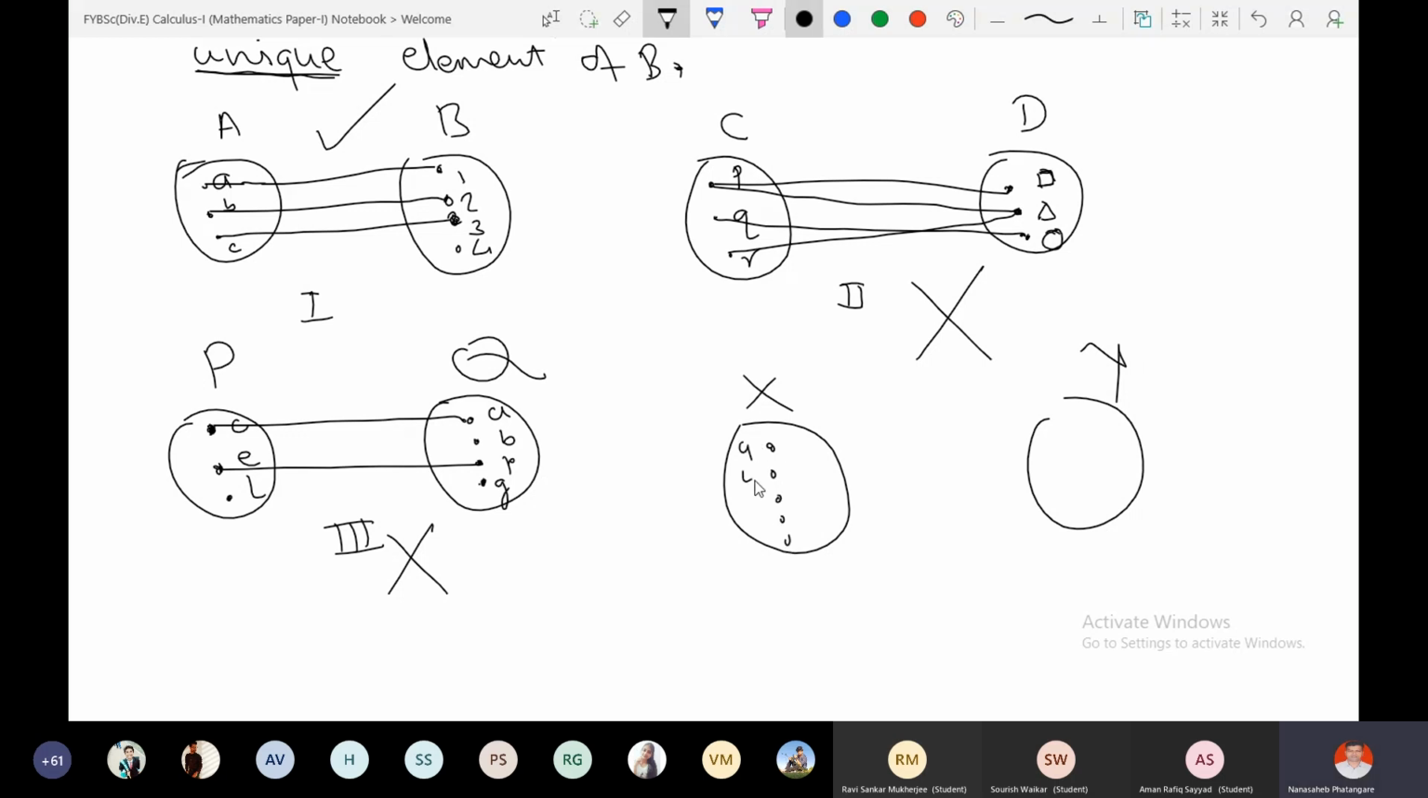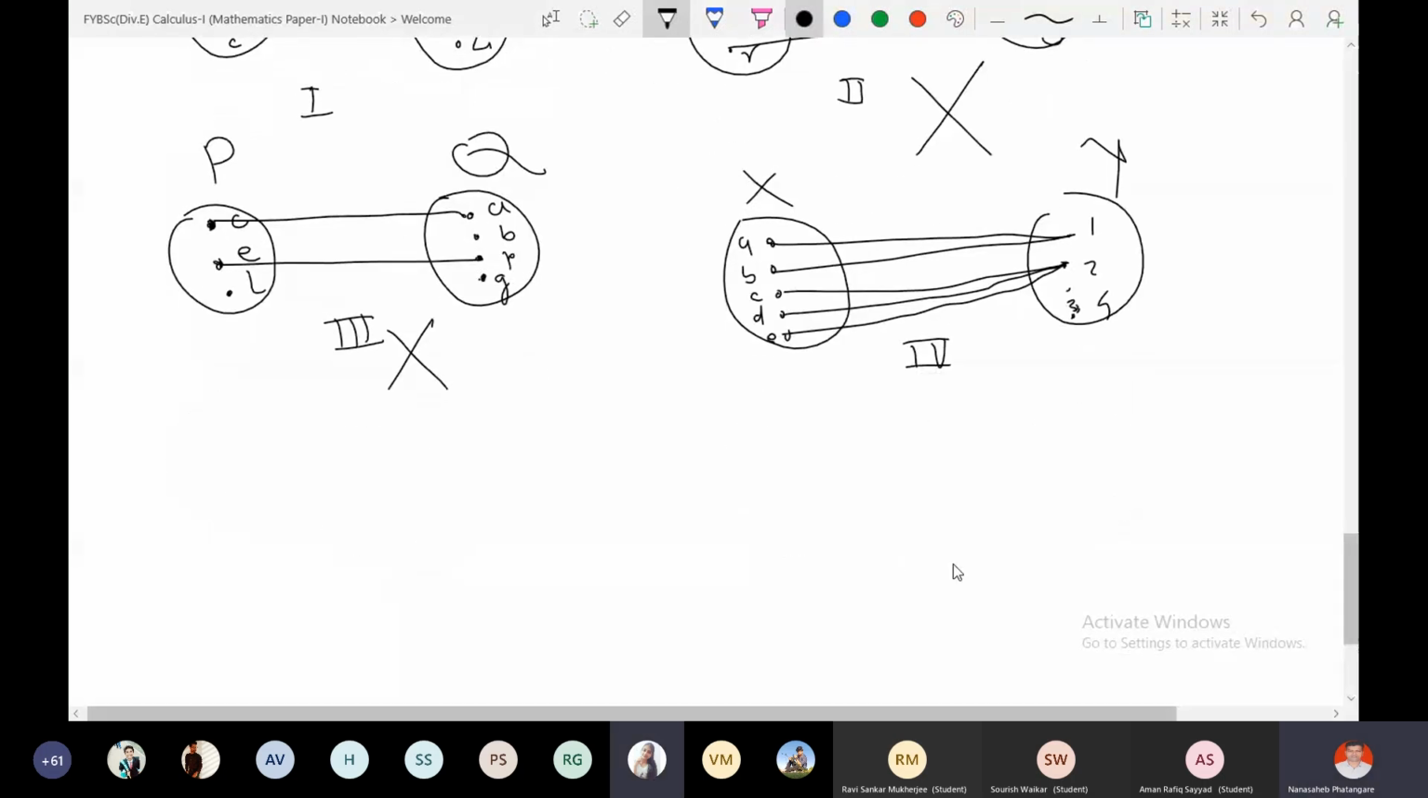So A, B, C, D, E, 1, 2, 3, 4. Okay, so I will relate this. I will relate D with 2 and E also with 2. Okay, so this is the fourth situation. Is it a function? Yes.